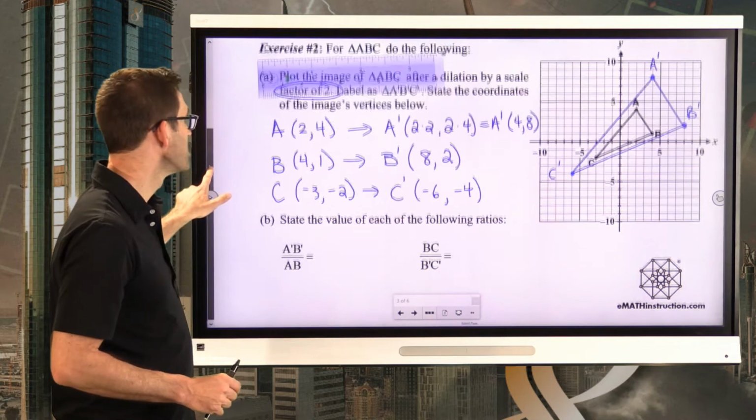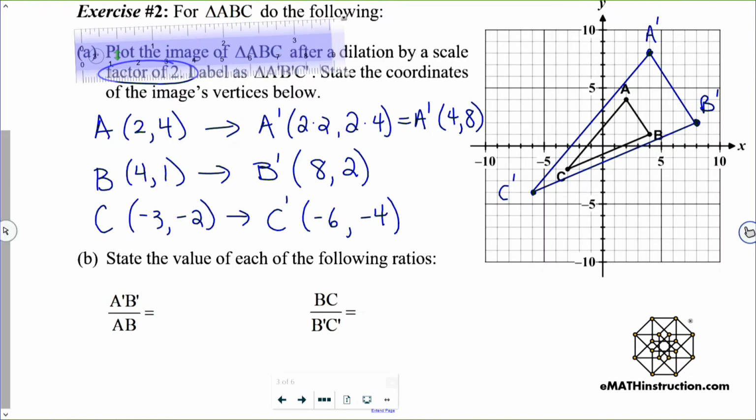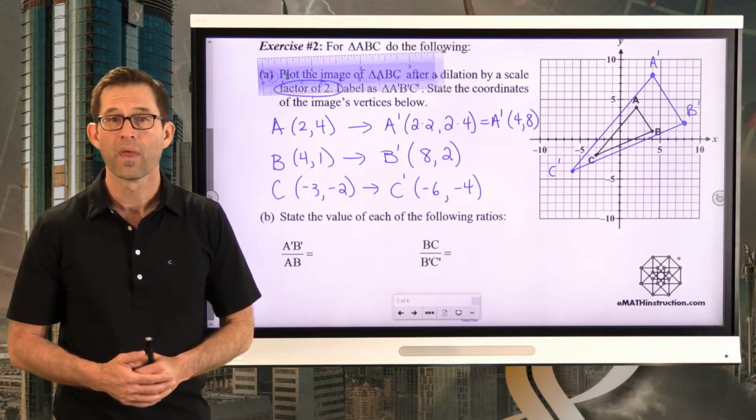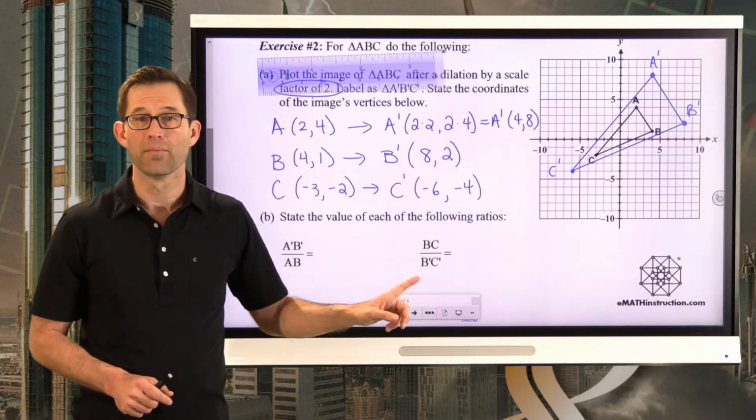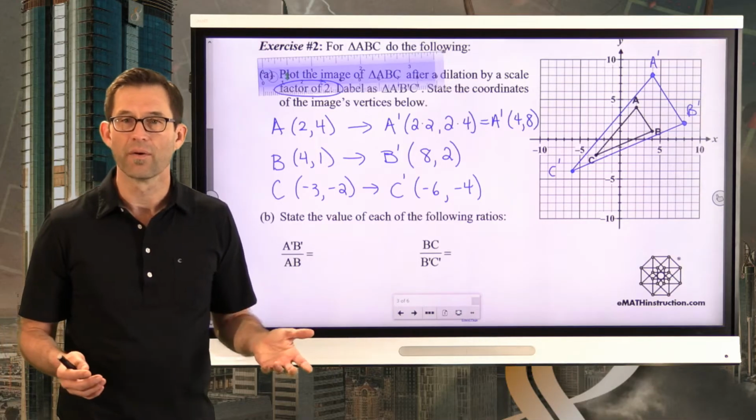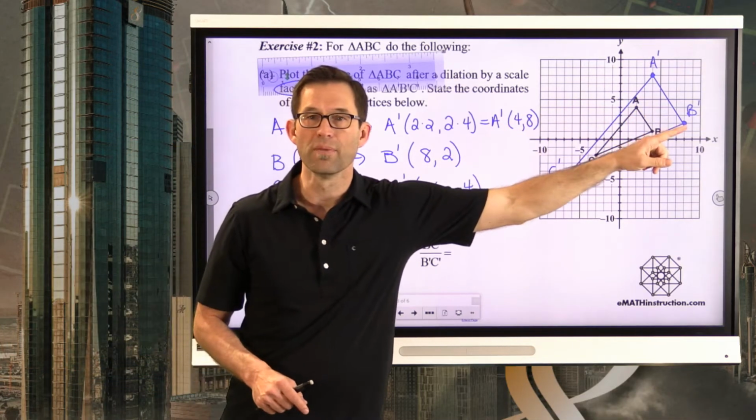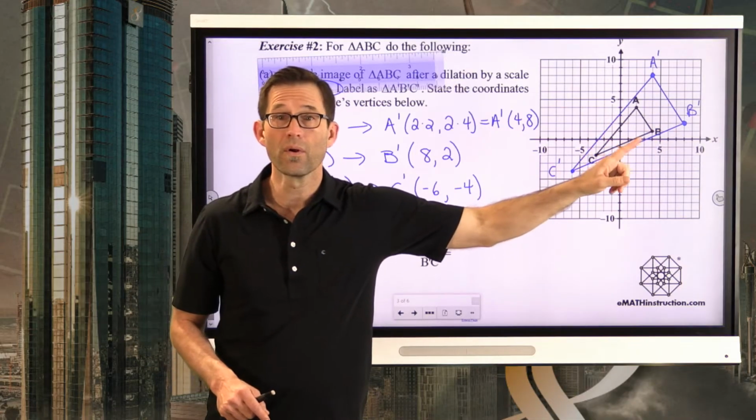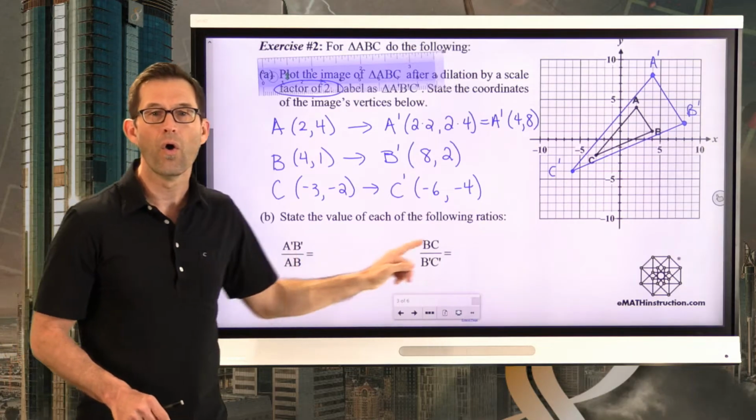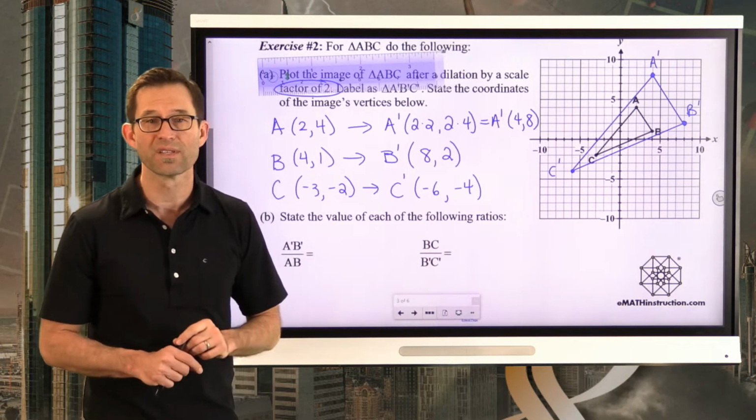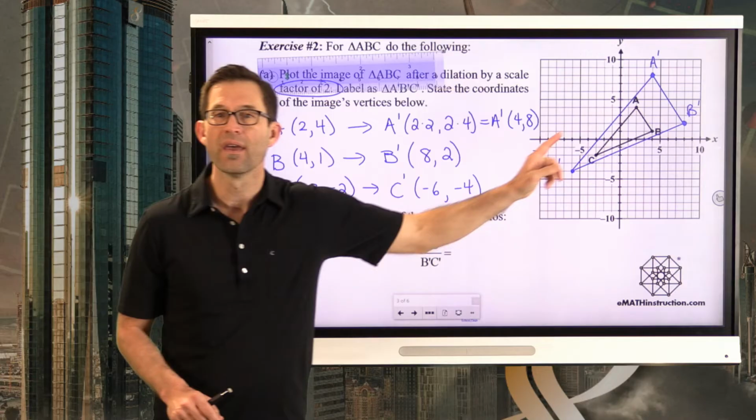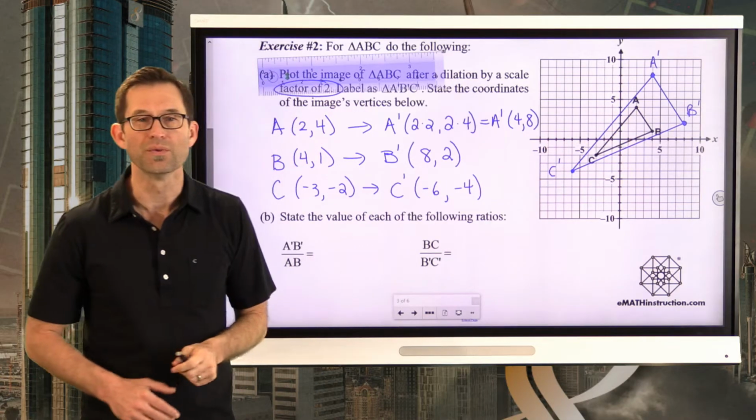Now, letter B, this is important. Letter B asks us to state the value of each of the following ratios. The first one asks us A prime B prime divided by AB, and the second one is BC divided by B prime C prime. Now, you might think to yourself, well, that doesn't seem very fair. I don't know the length of A prime B prime, and furthermore, I don't know the length of AB. And that's what these are. Never forget, if we don't have a segment marking over those two letters, it means the length of the segment.